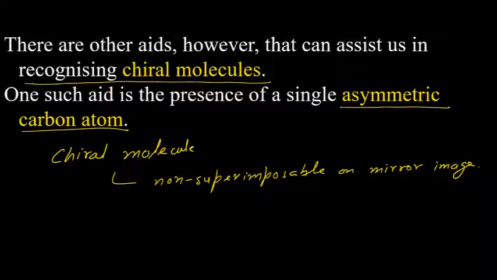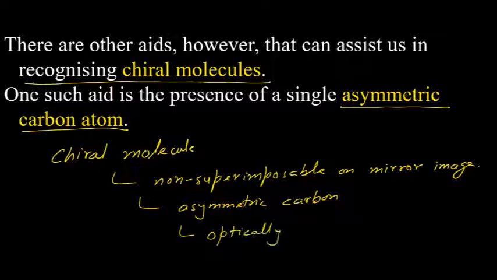Okay, I'll explain this through a diagram also. First understand these points. Why will it be non-superimposable? Because it will have an asymmetric carbon. Because it will have an asymmetric carbon, that is a condition for optical activity. It will be optically active, means it will rotate light either towards left or right. So these 4 points should be clear.